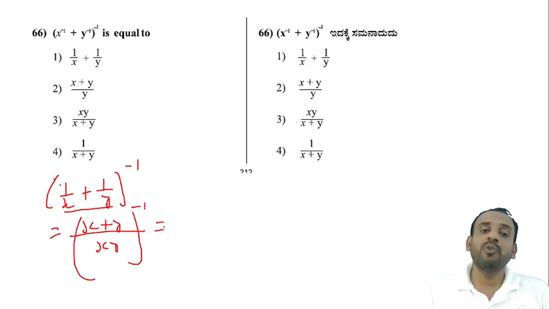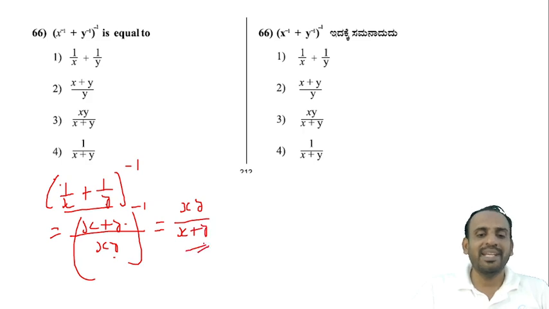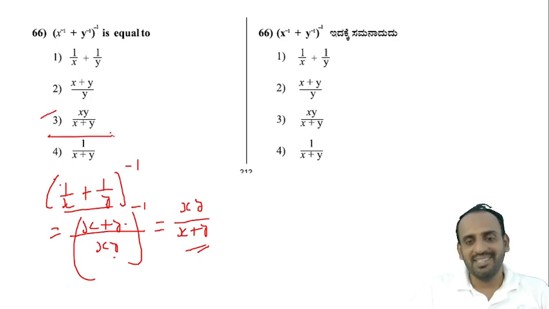Minus 1 means we have to inverse it. We have to simply reverse it. So the denominator xy will come to the numerator, and the numerator x plus y will go to the denominator. So xy by x plus y. That is option 3, the right answer.